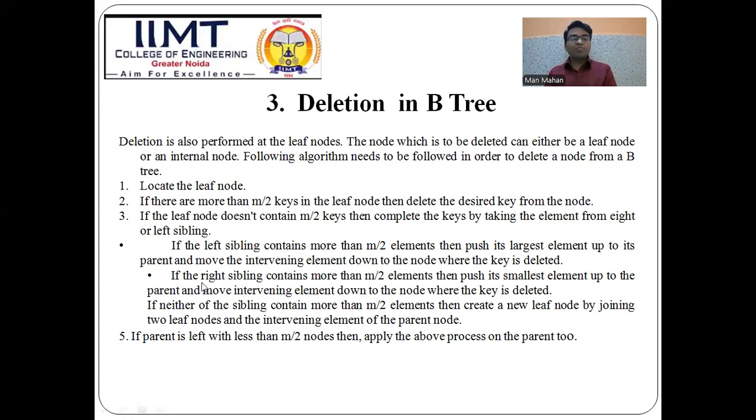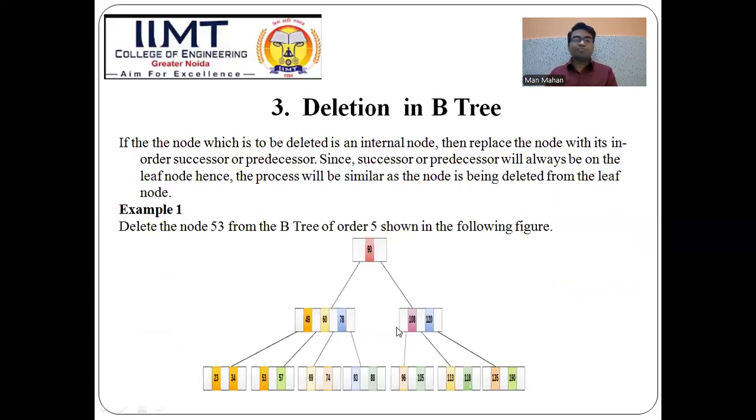Now, second case: if the right sibling contains more than m by 2 elements, then push its smallest element up to the parent and move the intervening element down to the node where the key is deleted. If neither sibling contains more than m by 2 elements, then create a leaf node by joining the two leaf nodes and the intervening element of the parent node. If the parent is left with fewer than m by 2 keys, then apply the above process to the parent node too.